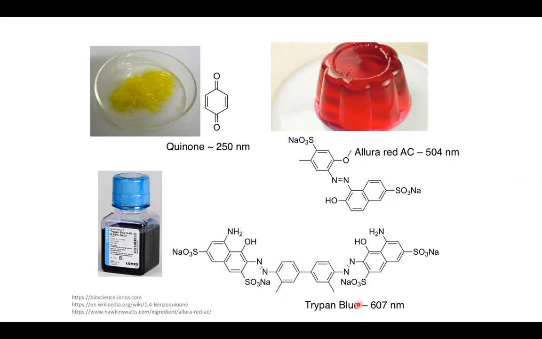Then trypan blue, which is used as a stain, as far as I know, for biological and biochemistry studies. Trypan blue has a really big conjugated system, and so it goes to even longer wavelengths.